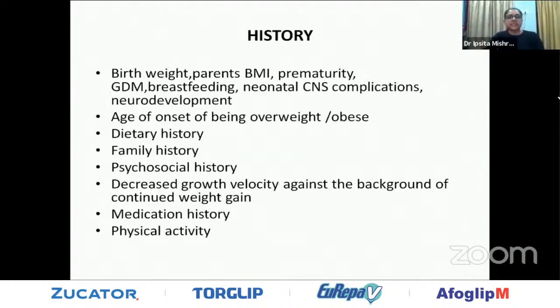So how do we evaluate these children? History is very important, right from the birth weight, the parental BMI, consanguineous marriage, prematurity, GDM, breastfeeding, the age of being overweight or obese, because if it is prior to 3 years of age, then probably we are dealing with a genetic cause of obesity.